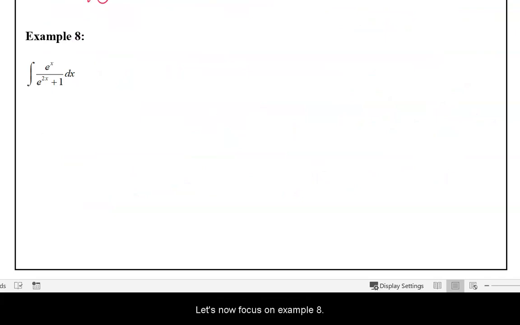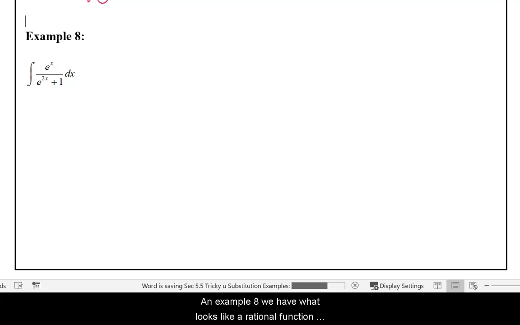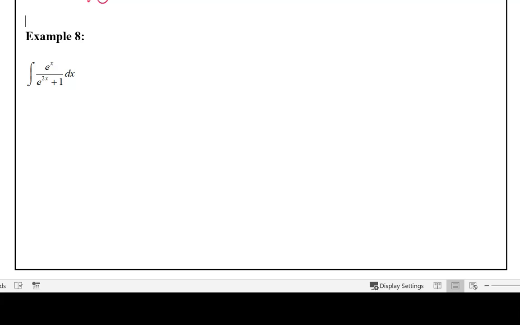Let's now focus on example 8. In example 8, we have what looks like a rational function but is not, because it is not the ratio of two polynomials. It is a fraction, but it's a fraction with division of two exponential functions. However, the exponentials e to the x and the exponential e to the 2x never ever hit the x-axis or go negative, which means that there is no value that I have to throw out of the domain. There's no way to make that denominator 0. They're defined for all real numbers.